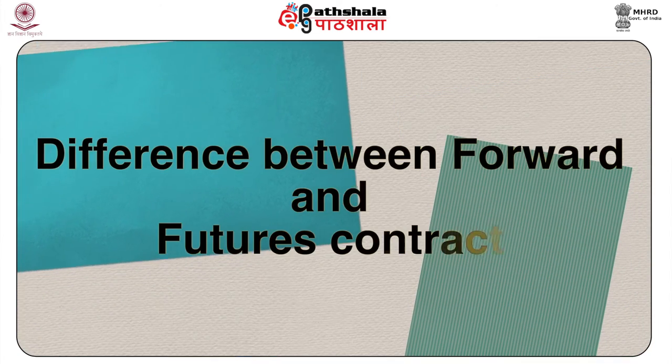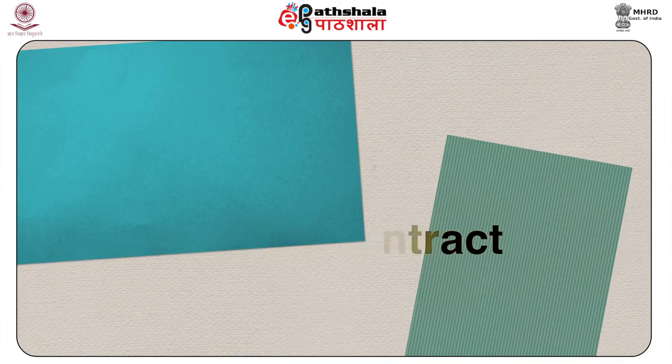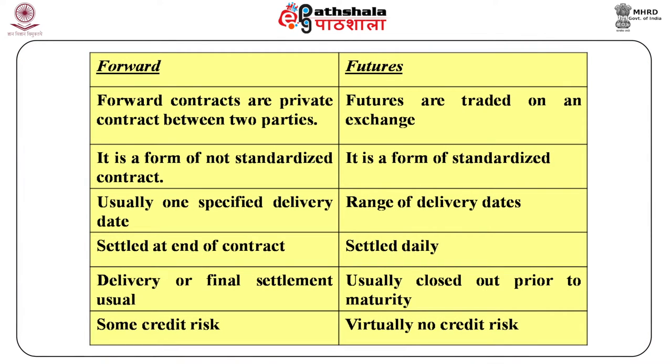The difference between forward and futures contracts. Here you can see the difference. In the first column we have the forward contracts and in the second column we have the futures. The forward contracts are private contracts between two parties while the futures are traded on an exchange. The forward contracts are not standardized, while the futures are standardized contracts. The forwards usually have one specified delivery date while for the futures there is a range of delivery dates.